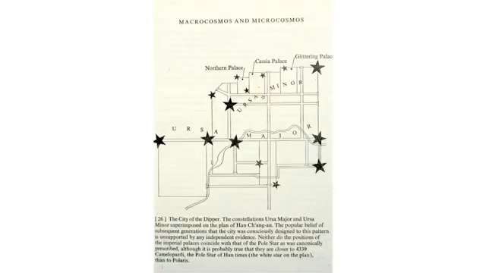Here's the city of the Dipper. The constellations Ursa Major and Ursa Minor superimposed in the plan of Han Dynasty Chang'an. The popular belief of subsequent generations that the city was consciously designed to this pattern is unsupported by any independent evidence, nor do the positions of the imperial palaces coincide with that of the pole star, and so on. There's some doubt about this, but it's a nice drawing. Next.